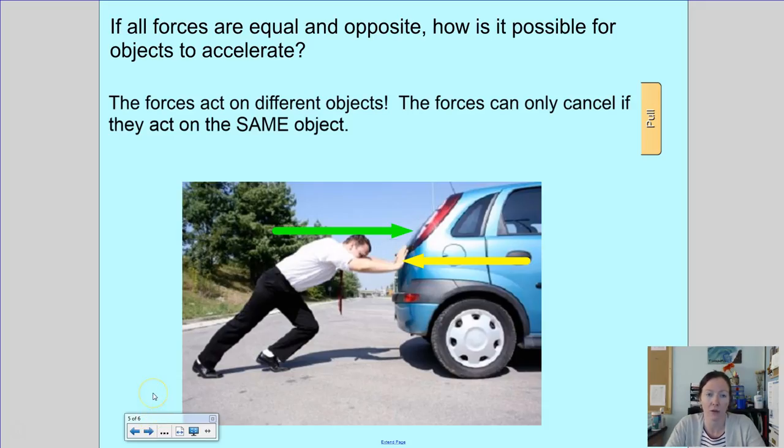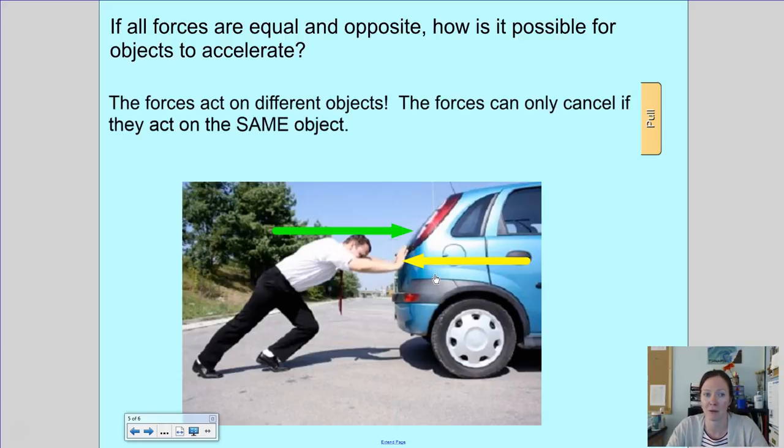So now we've got to put a couple of the laws together. If all forces are equal and opposite, how do we actually move things? Here we've got this guy and he's pushing on the car. According to Newton's third law, he is exerting a force on the car, and the car is exerting an equal and opposite force on him. So he shouldn't be able to move the object in that case, right? If all forces are equal and opposite, we would never have an unbalanced force.